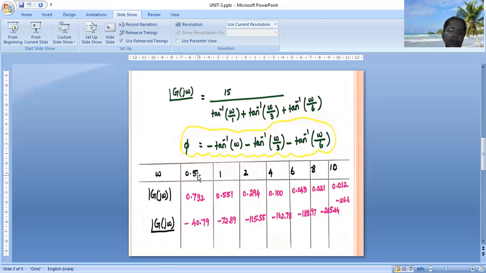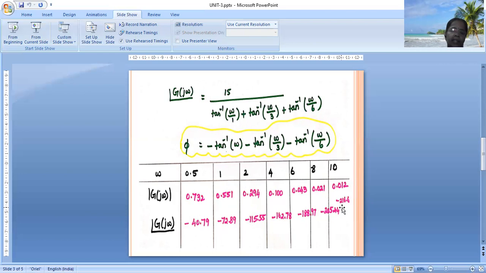Similarly, for different values of omega, I calculated the phase angle. For 0.5, the phase angle value is minus 40.79. Omega equal to 1, phase angle value is minus 72.89. Omega equal to 2, phase angle value is minus 115.55. Omega equal to 4, phase angle value is minus 162.78. Omega equal to 6, phase angle value is minus 188.97. Omega equal to 8, phase angle value is minus 205.44. Omega equal to 10, phase angle value is minus 216.6.